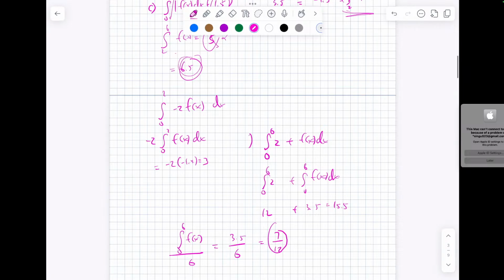Damien. E. E is the integration from 0 to 2 of 2, and that's 12. And for 0 to 6, they already gave it to you, or you already found 3.5, so the answer is 15.5.